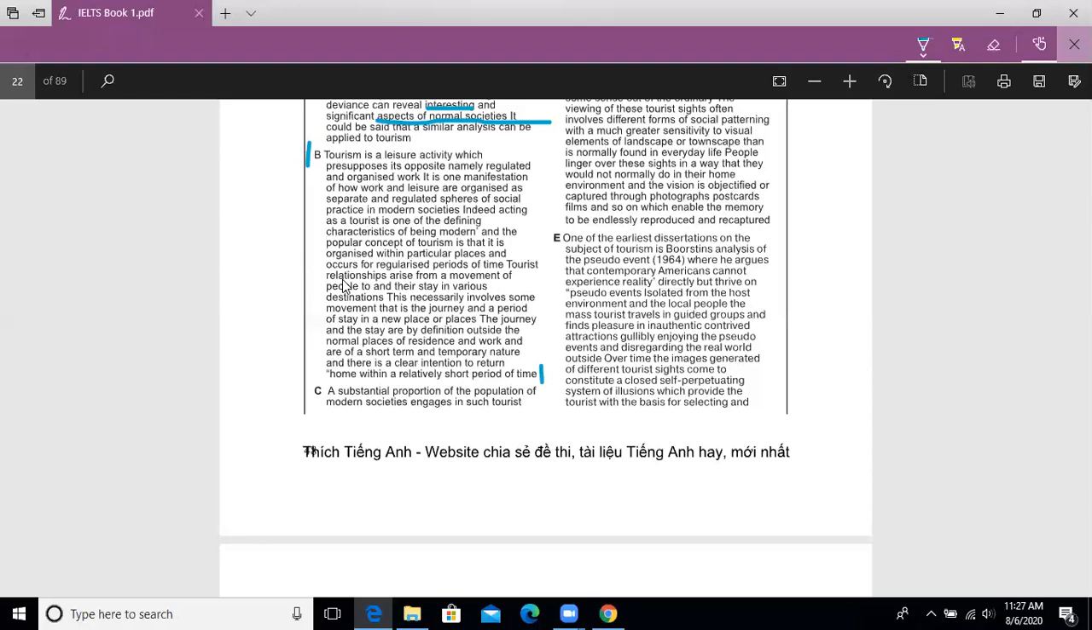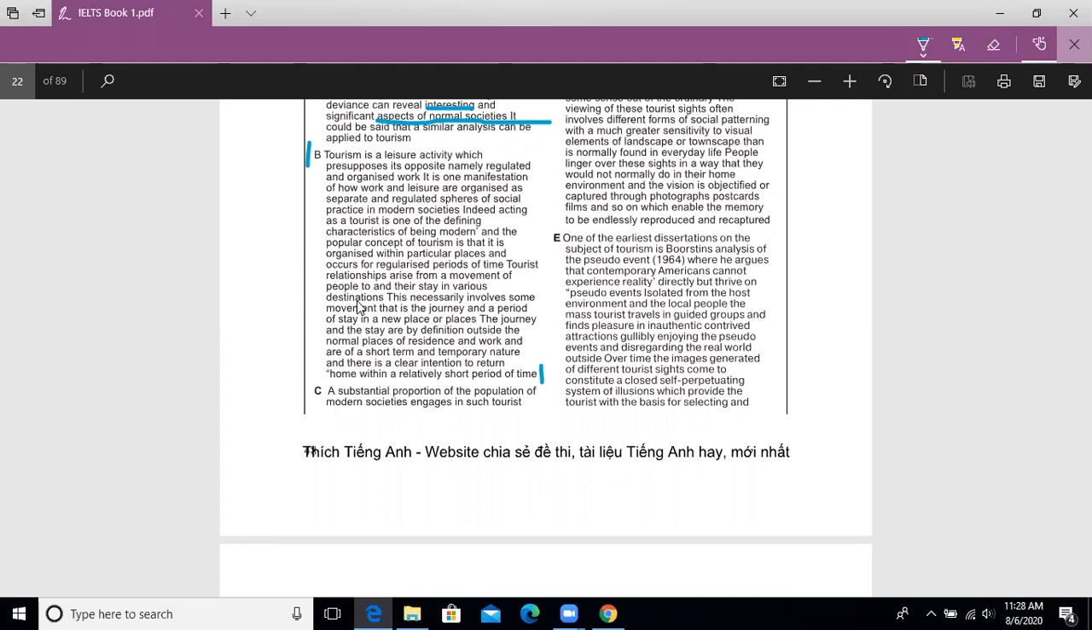Okay, so where were we? Yeah. Organized within particular places, and tourist relationships arise from a movement of people and their stay in various destinations. Okay, the relationships that they make depend on the movement of the people. Like we from Haryana go and visit people who are in Shimla. So we might make some kind of relationship with them and the destination that we are traveling to. People who are traveling to Goa, how long they want to stay at that particular place will affect their relationship with the people living over there.